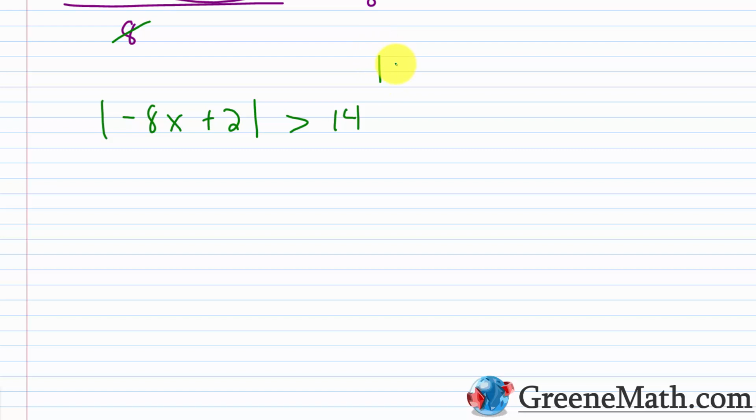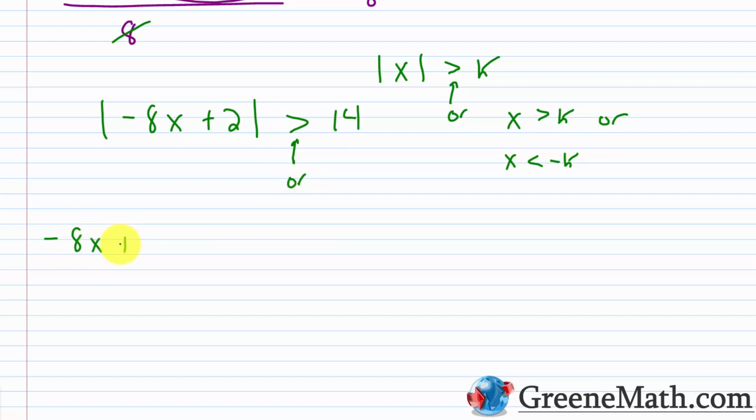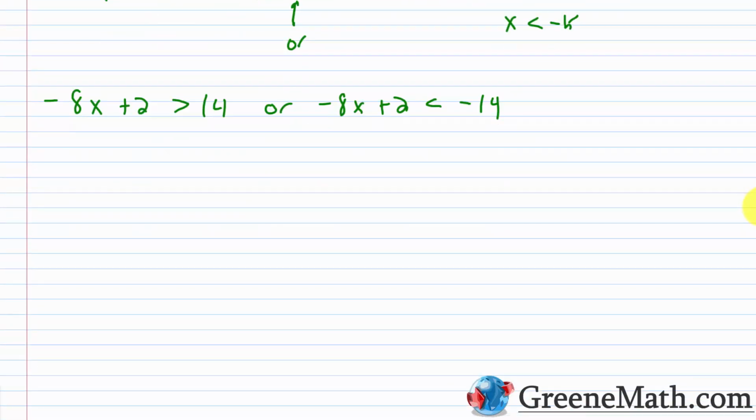Now I have something that is matching what I saw earlier: the absolute value of something, let's just say x, is greater than k. So the absolute value of negative 8x plus 2 is greater than 14. Remember, this sets up as or. So x is greater than k, or x is less than negative k. Same thing, this is or. So we have negative 8x plus 2 is greater than 14. All I did was remove the absolute value bars. Then or, remove the absolute value bars, so negative 8x plus 2. Flip this direction here, so this is a less than. Make this negative, negative 14. So you're basically good to go at this point. You just need to find your solution for this.